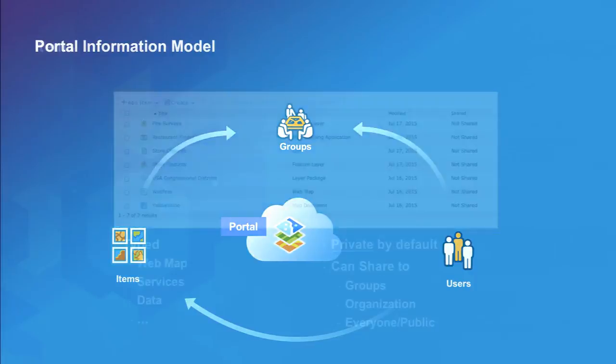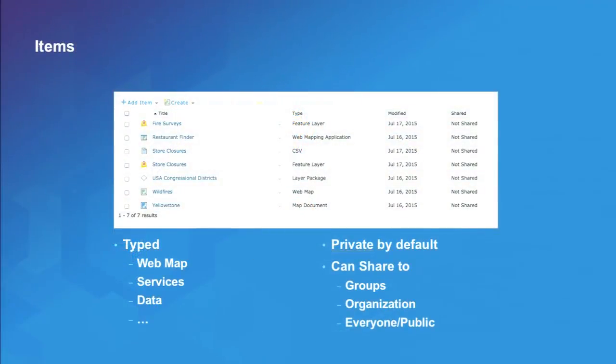So let me talk about those three things in a little bit more detail. Items, as I said, are the information that you're dealing with in your portal. They have a type. So there are things like web maps, various services like feature services, tile services, and so on. And there are data sets, things like CSV, shapefiles, file geodatabases, etc. Those are all different types of items that you create and manage. And these are all private by default. So when you create them as a user, they are not accessible to anybody but yourself.